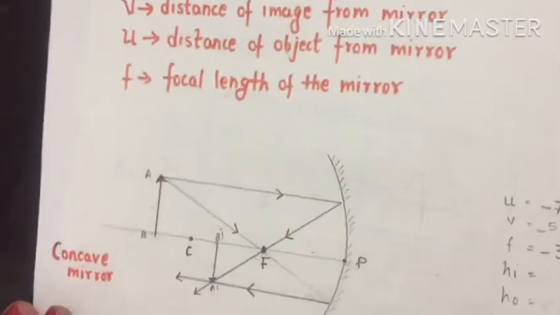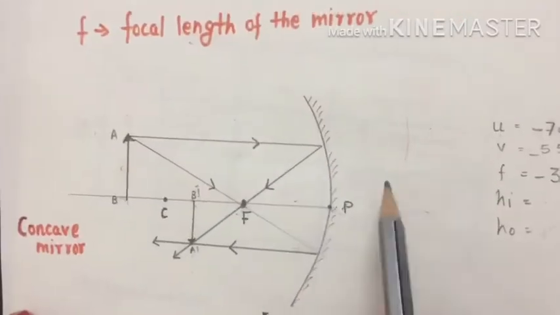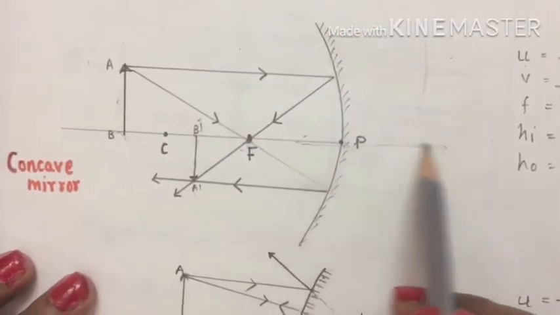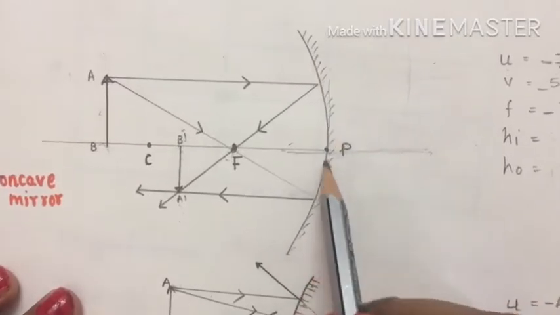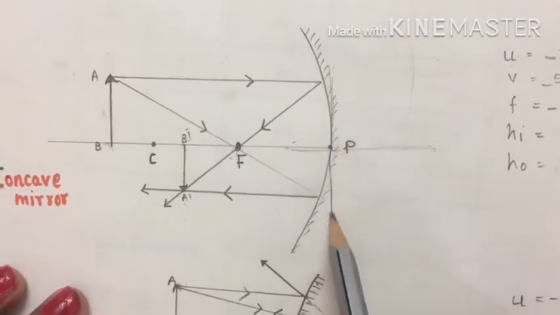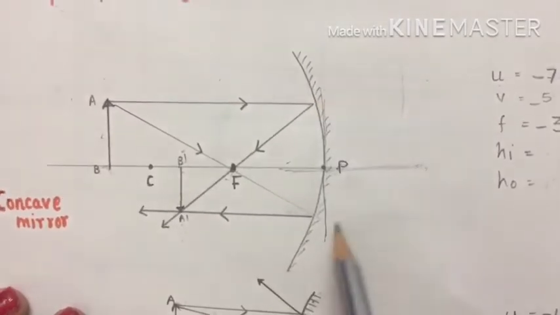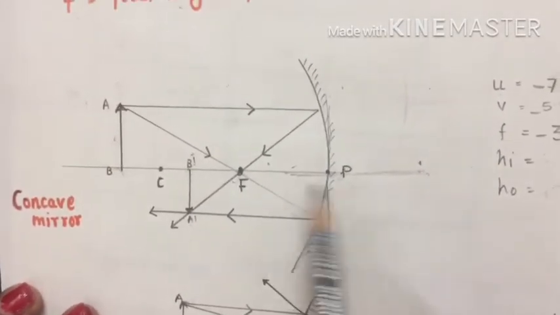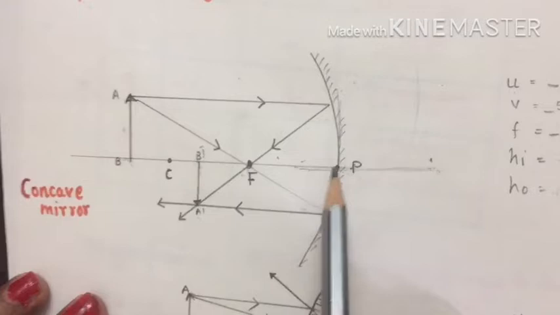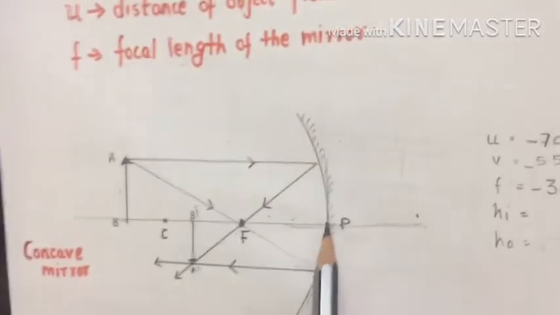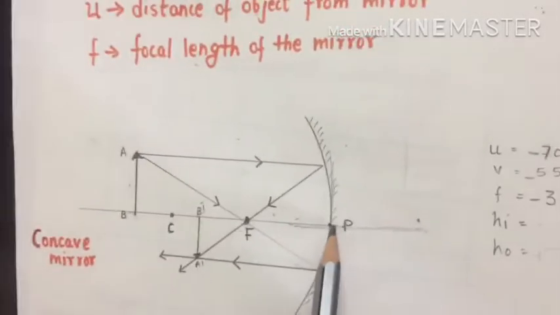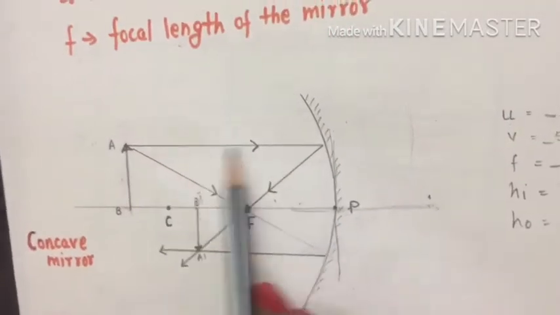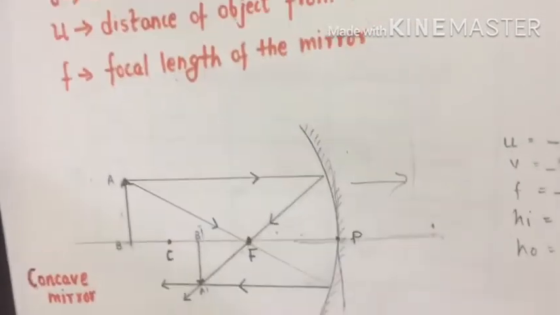Just imagine, from this diagram only we'll learn. Just imagine that you have kept the mirror at the origin of a Cartesian system. You have kept this mirror, this pole, at the origin of a Cartesian system. This will be positive x, positive y, negative y. Now just follow the sign convention. All the distances we measure from the pole. So we have to move from the pole. Next, in the direction of the incident ray, this direction will be positive, right?